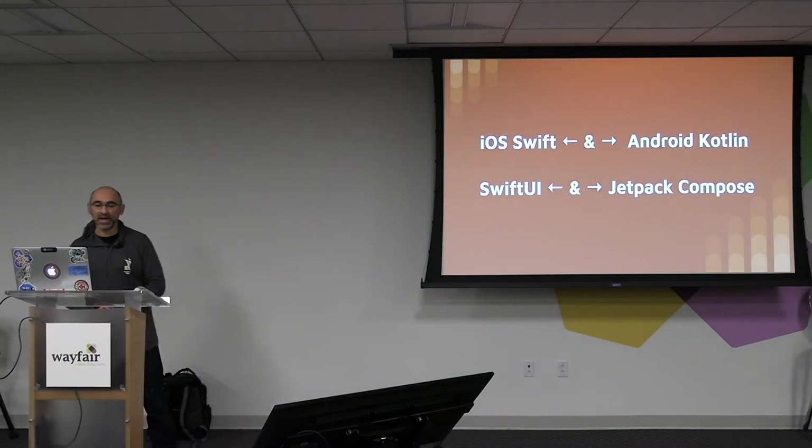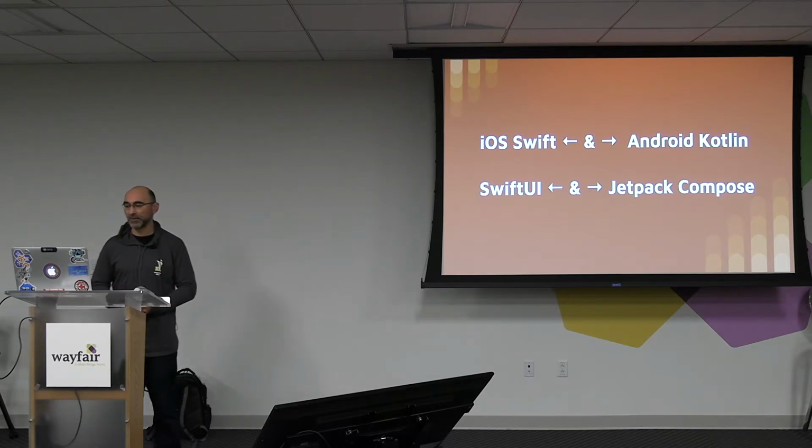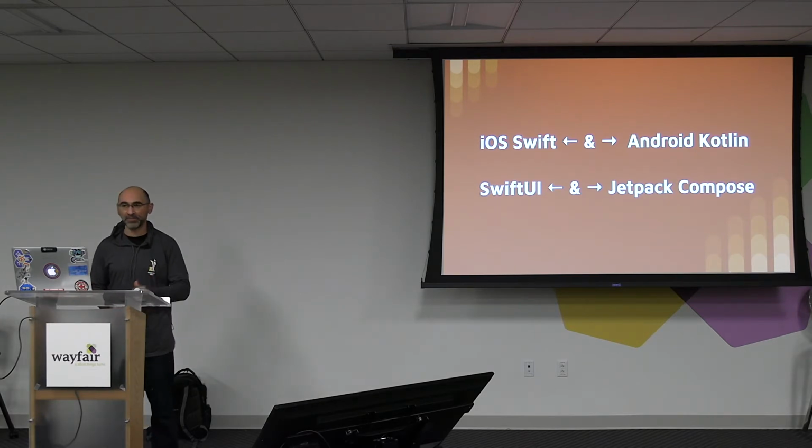Now, if we look at iOS, we see that it made a huge difference when it went to Swift in the core language and how development works. And SwiftUI made a huge difference in how the UI is built. In the same way, Kotlin is changing Android, and Jetpack Compose is completely changing the way that we do our UI.